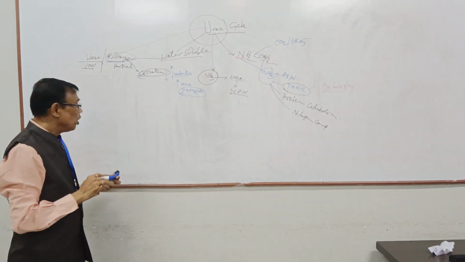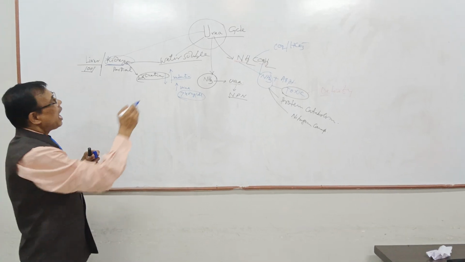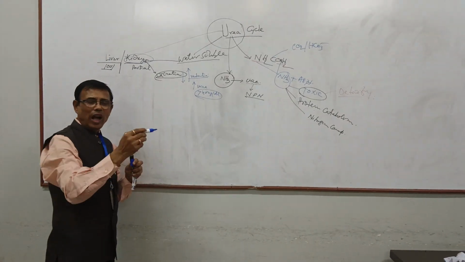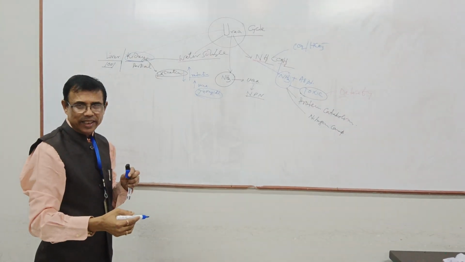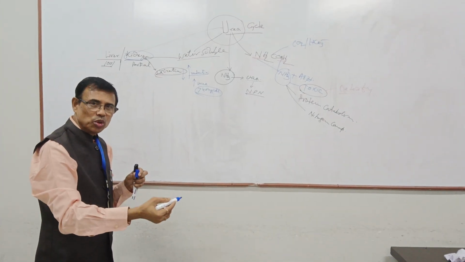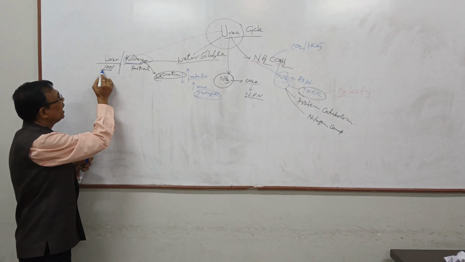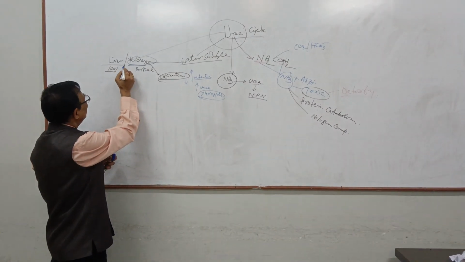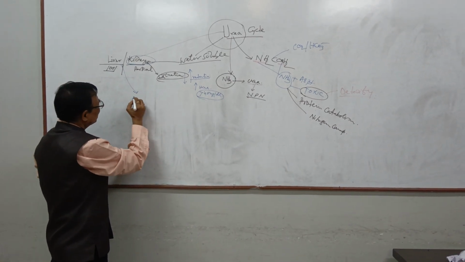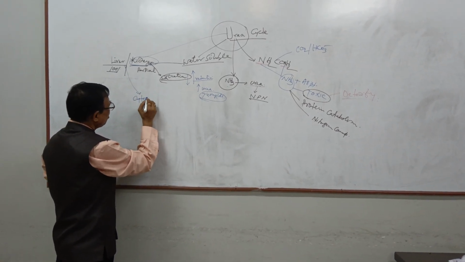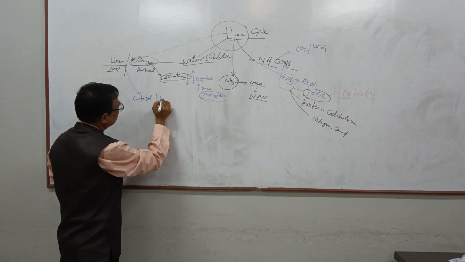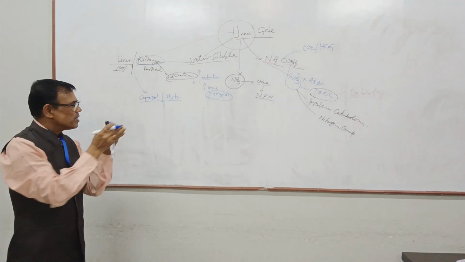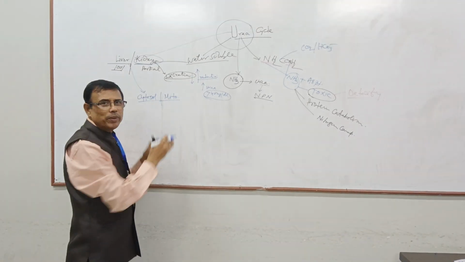Today our main goal is how urea is formed from ammonia, or how ammonia is detoxified and converted into urea, and the main organ is the liver. In the liver, urea is synthesized in the cytosol as well as the mitochondria. That means the reactions are compartmentalized: some parts in the cytosol, some parts in the mitochondria.